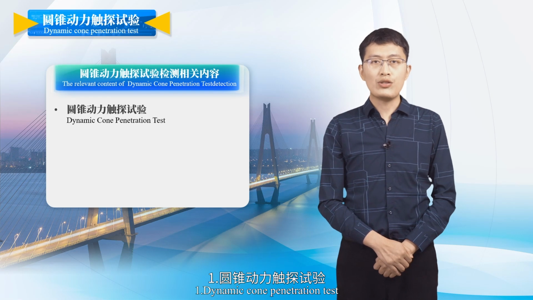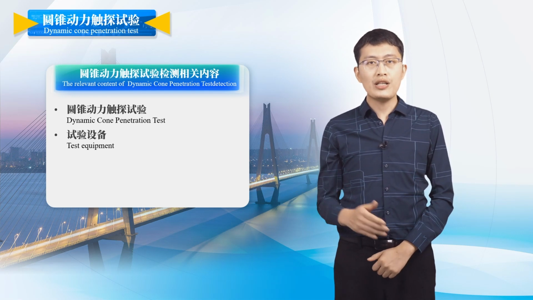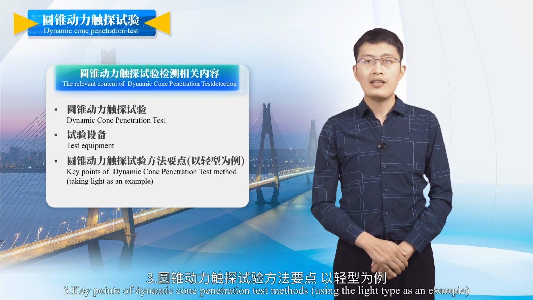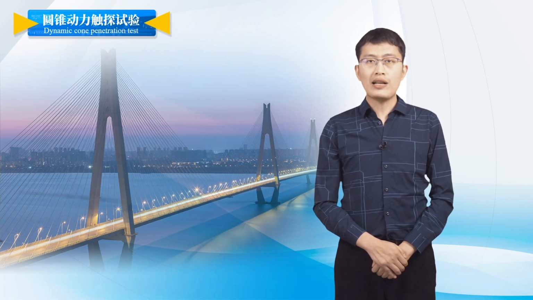First, dynamic cone penetration test. Second, test equipment. Third, key points of dynamic cone penetration test methods using the light type as an example.